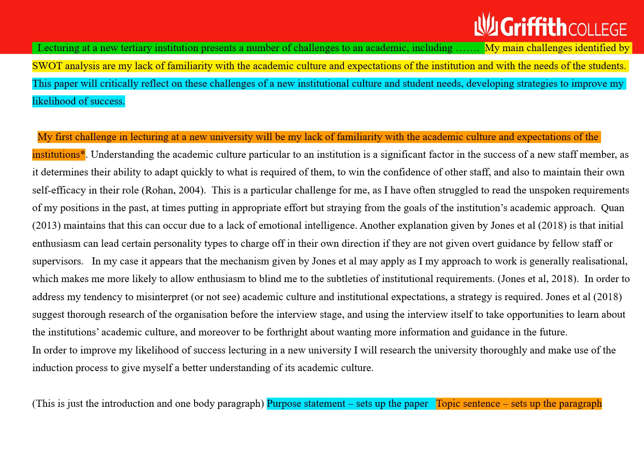So you do actually need that backgrounding there. Then I need to be open about how I identified these challenges for me. So I show that I've identified by SWOT analysis. Now I've made that point there. Identified by SWOT analysis are my lack of familiarity with the academic culture and expectations of the institution and my lack of familiarity with the needs of the students. So here I've sort of shown my methodology to reaching the points that we're going to discuss in this paper.